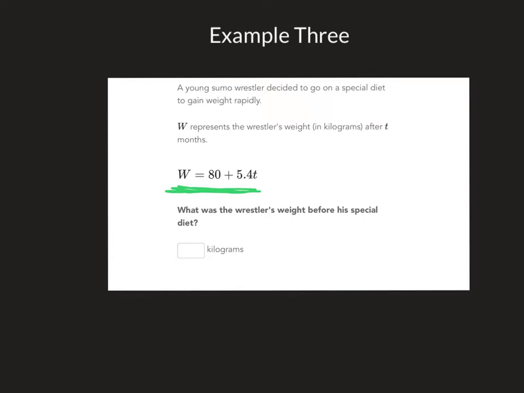W equals 80 plus 5.4T. What does that look like? I'm going to give you a second to think about this. And while you do that, I'm going to write down what it looks like to me. Oh, I think you got it. Boom. Y equals mx plus b. The only difference, though, is that the mx and the b have switched spots. I want you to think about if that matters.